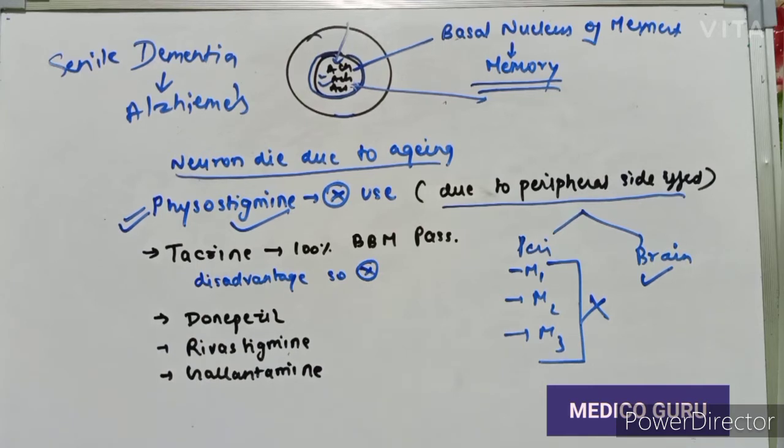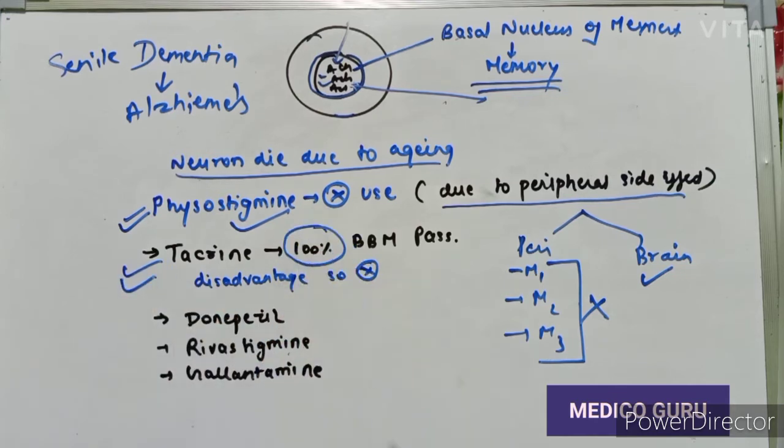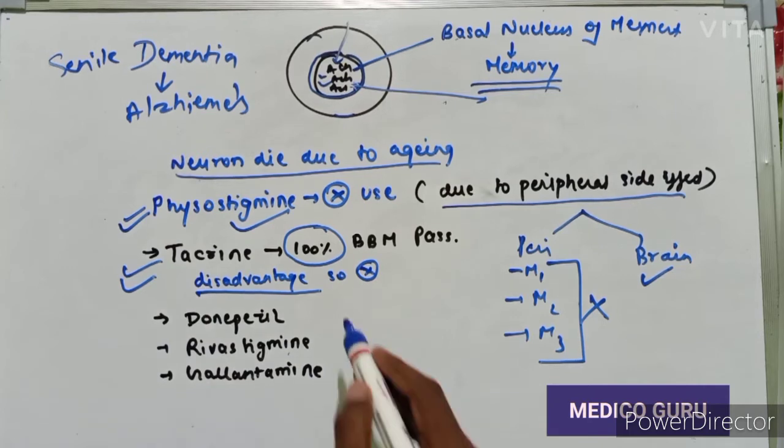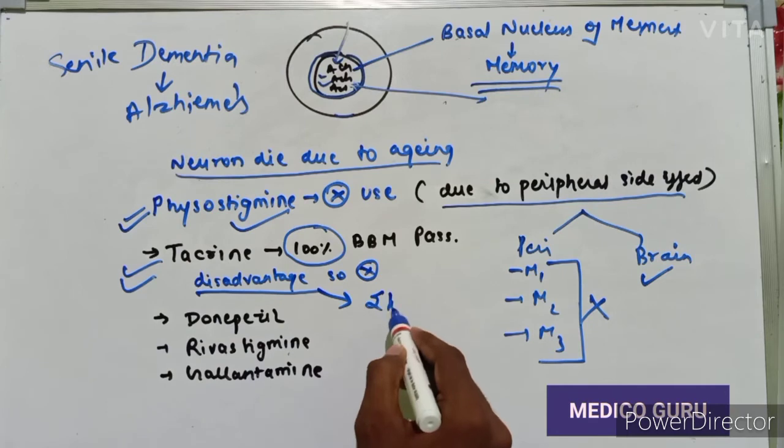Now we talk about another drug which can cross the blood brain membrane completely. Now comes tacrine, and tacrine crosses the blood brain membrane 100%. But tacrine also has some disadvantages, and it was used previously but is not used today. So what are the disadvantages of this drug? First, it is short acting.